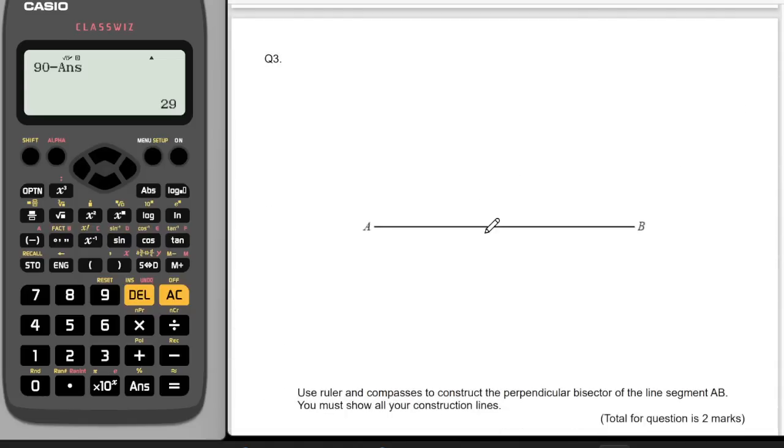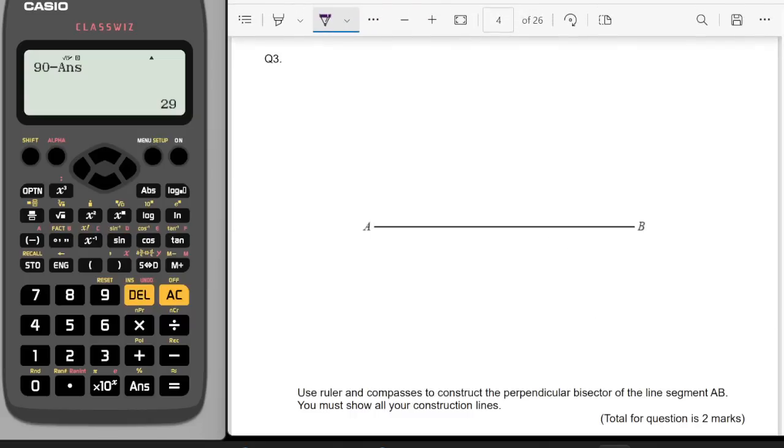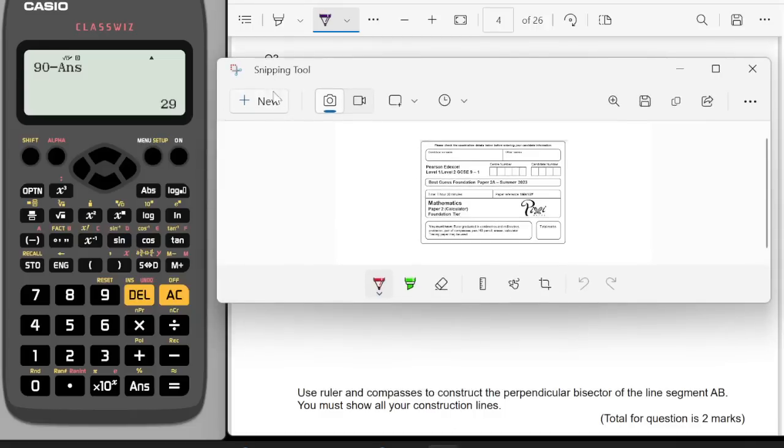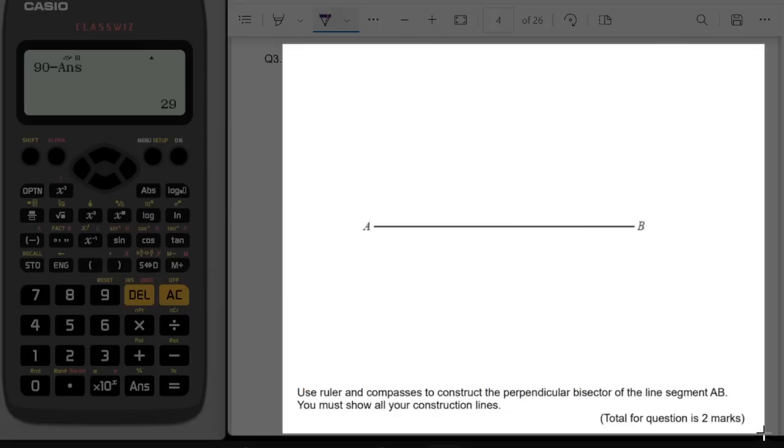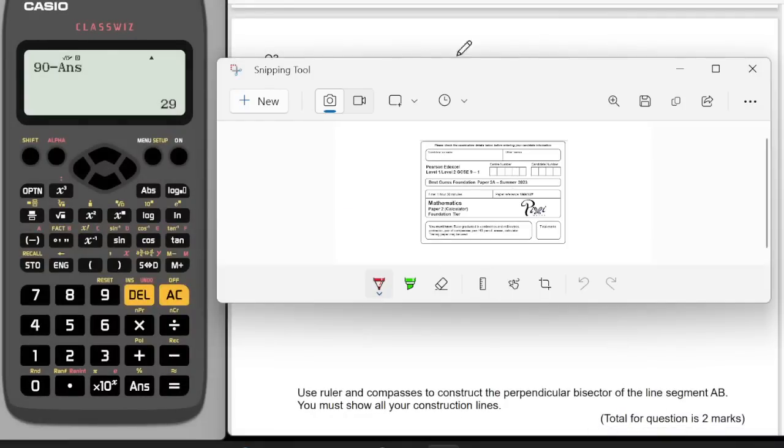Okay, question 3. Use a ruler and compass to construct the perpendicular bisector of the line segment AB. You must show all your construction lines. Not a very easy one to do on a PDF, so I'm going to just crop this into my snipping tool.